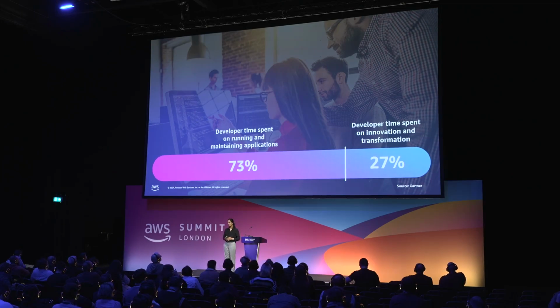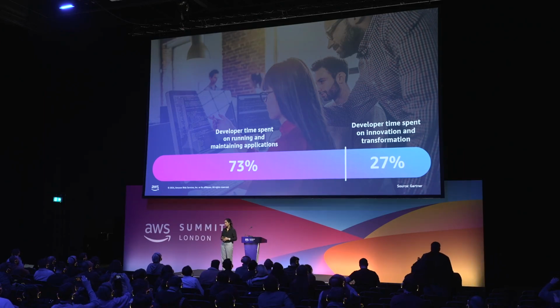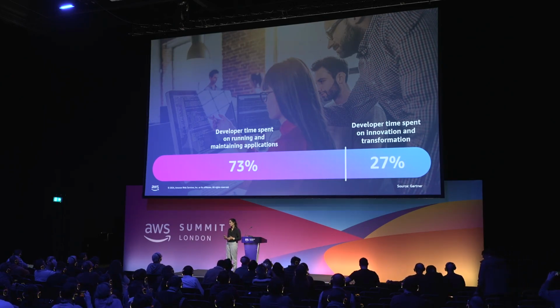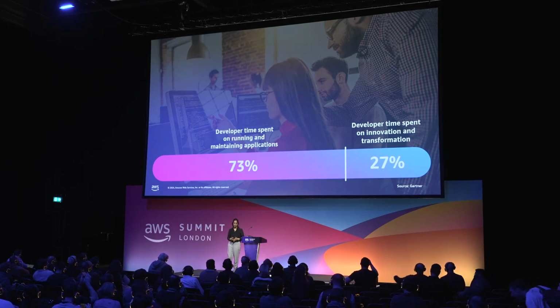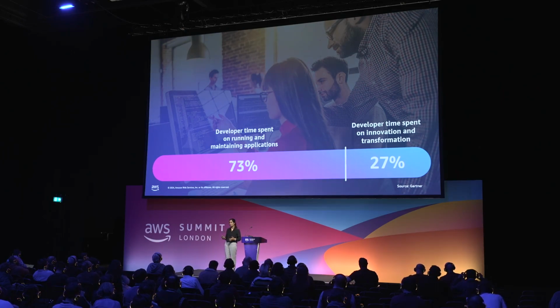This is a recent study from Gartner. It's astounding to see that 73% of a developer's time is spent running and maintaining applications, whereas only 27% of a developer's time is spent in transformation and innovation. We want to flip that equation for you. But even before that, I'd like to understand what is making developers spend so much time.